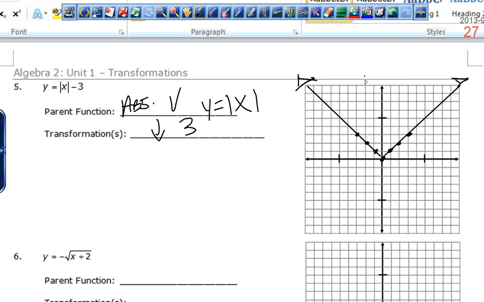All right, so going down 3, moving each of my y values. X values stay the same, but y goes down 3. So I've got a V still. It just moved down 3.